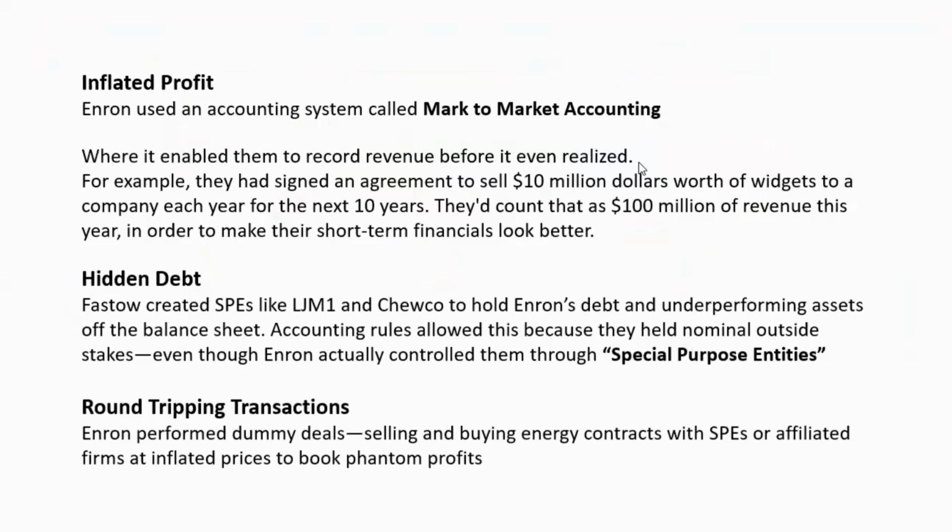So how did they pull off this scandal? What happened to Enron? Inflated profit. Enron used an accounting method, a way of recording accounting entries, called mark-to-market accounting. What it helped them do was record revenue before it was even realized. Hence, the profit and figures they mentioned in their financial statements were not true. They were not communicating the real state of the business.